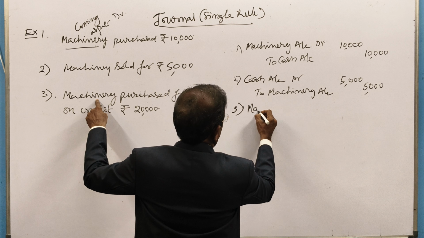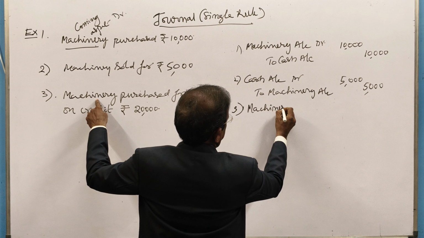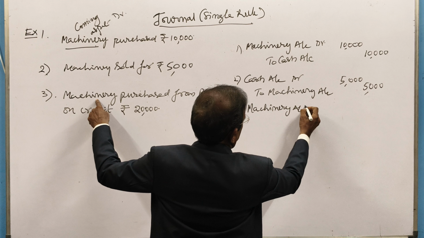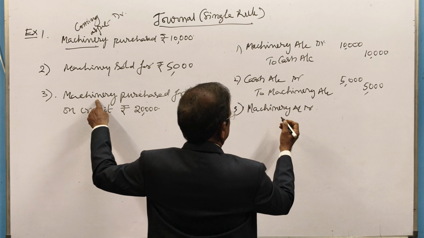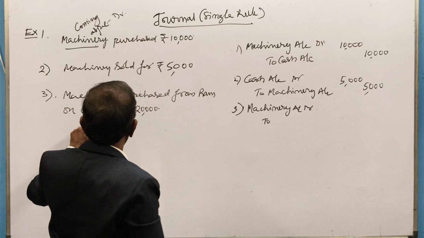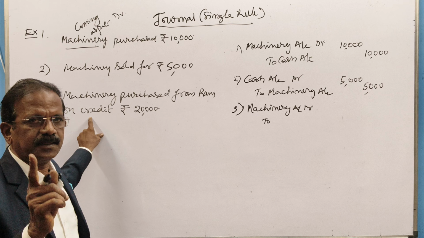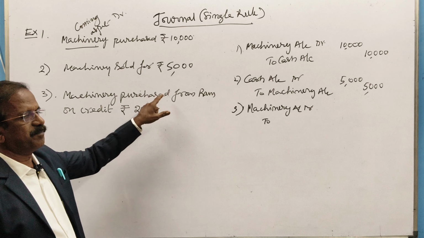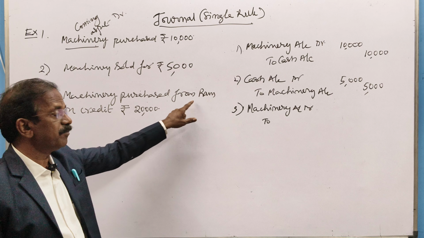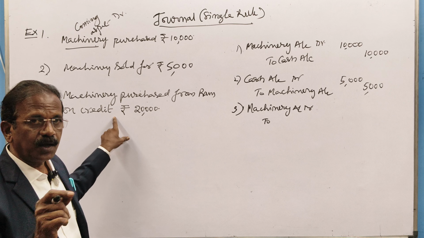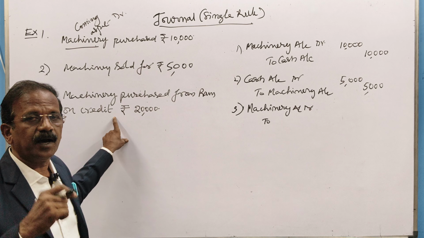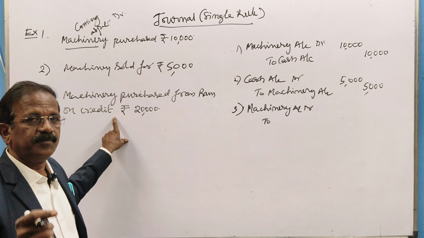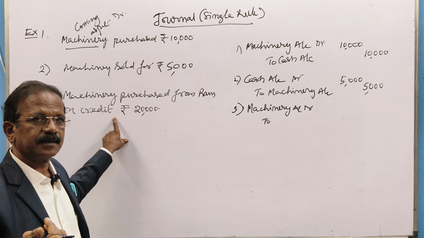So machinery account debit. Now what is going out? Here nothing is going out because we purchased the machinery from Ram on credit. On credit means now we are not paying any money. We will pay money later.